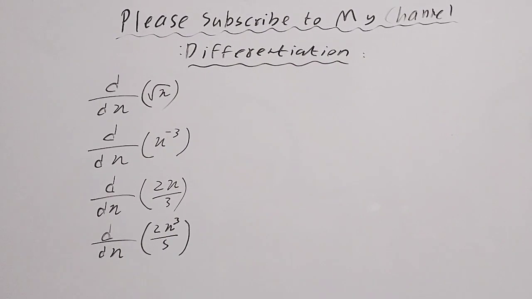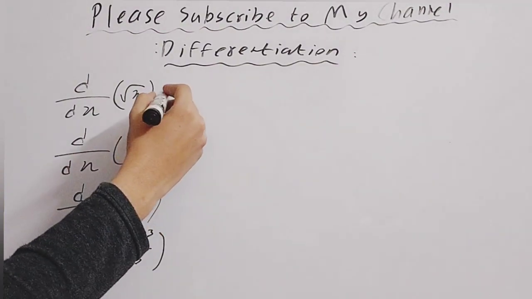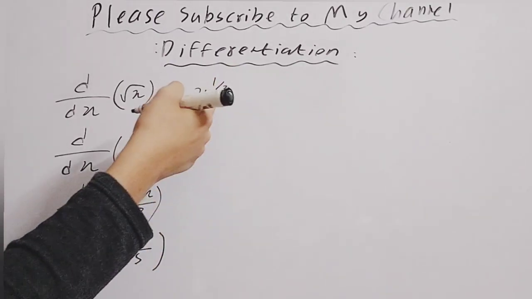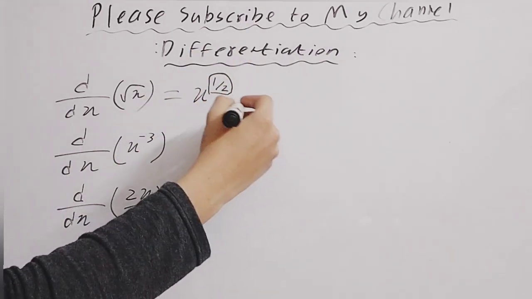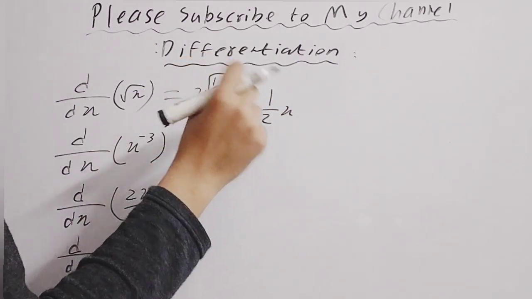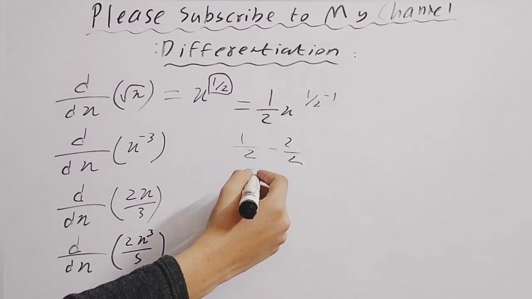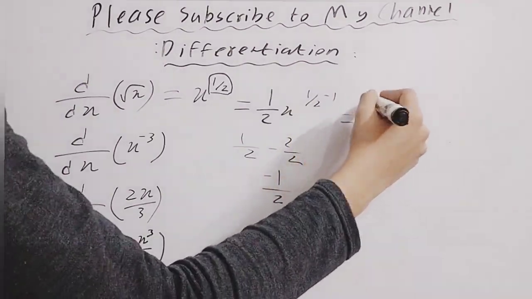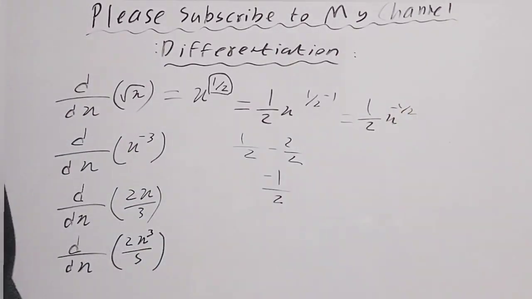Now let's get to some other examples, like under root x. Try it yourself. Tried? Okay. You can write under root x as x to the power 1 upon 2. And you can differentiate that because this is n. Now it will move to the front because nx will be 1 upon 2 multiplied by x to the power 1 upon 2 minus 1. 1 over 2 minus 1 is like this. So it will be 1 over 2 multiplied by x to the power minus 1 over 2.